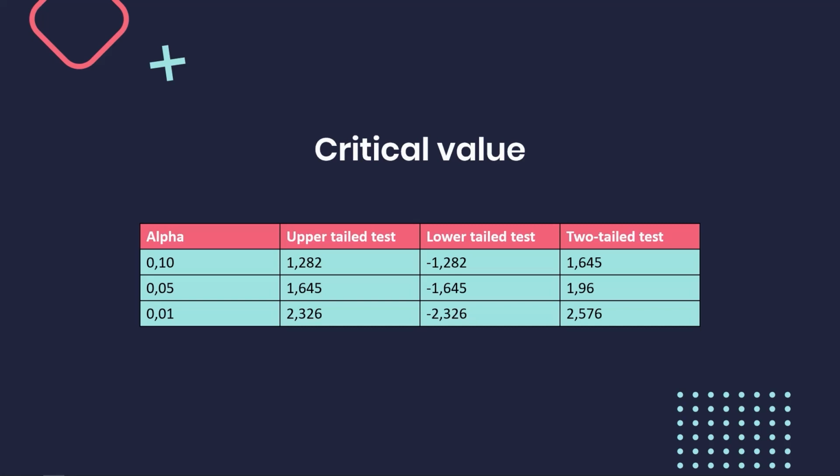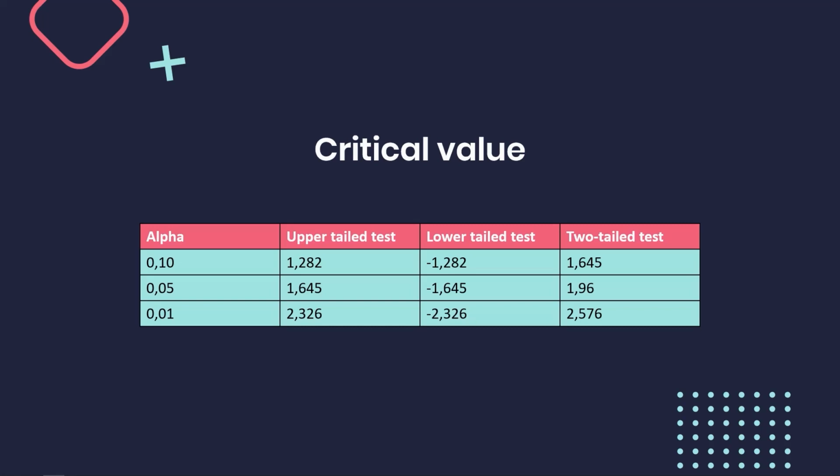Therefore, if we are using a significance level of 0.05, 0.025 is in each tail of the distribution of the test statistic, and the critical value is plus minus 1.96. A one-tailed test, on the other hand, allocates the entire alpha to testing statistical significance in either the upper or lower tail of the distribution.